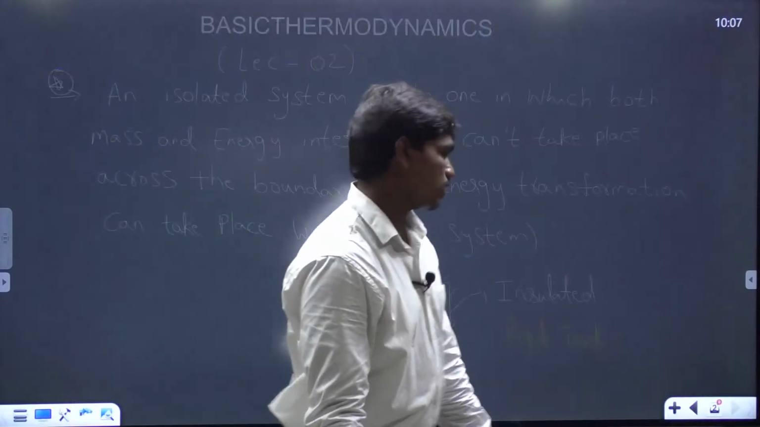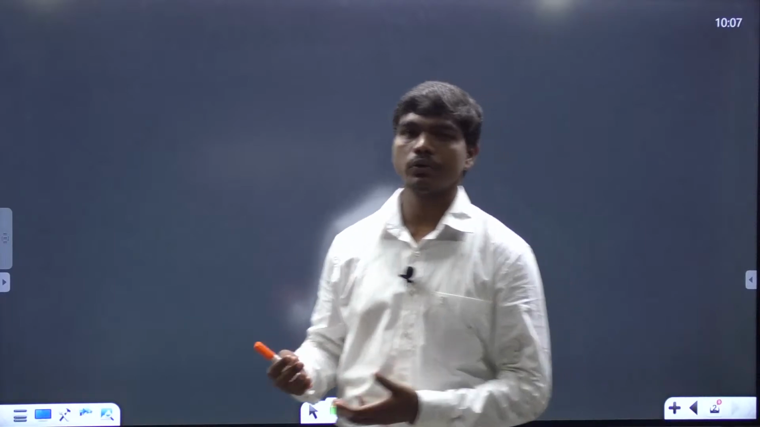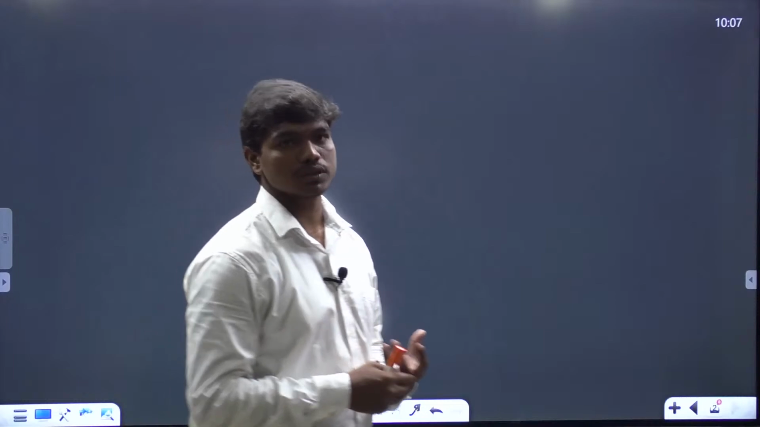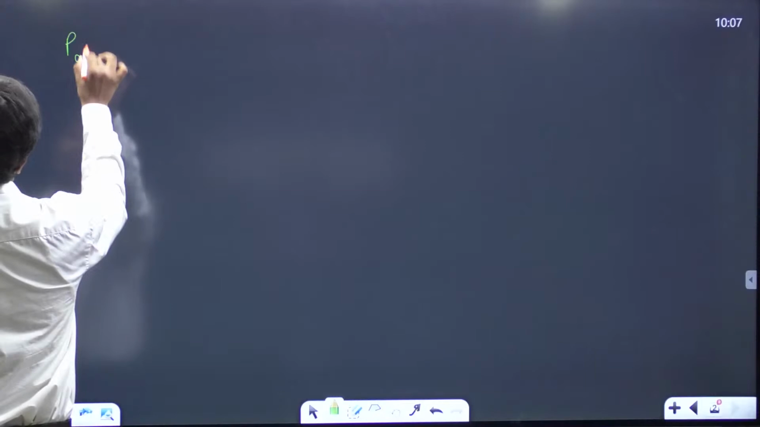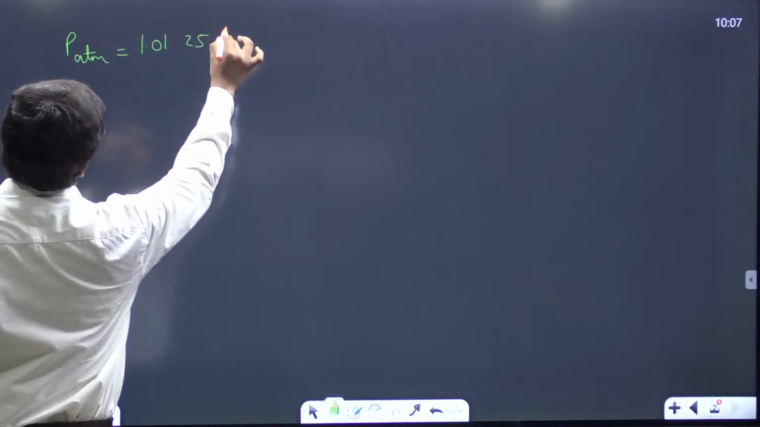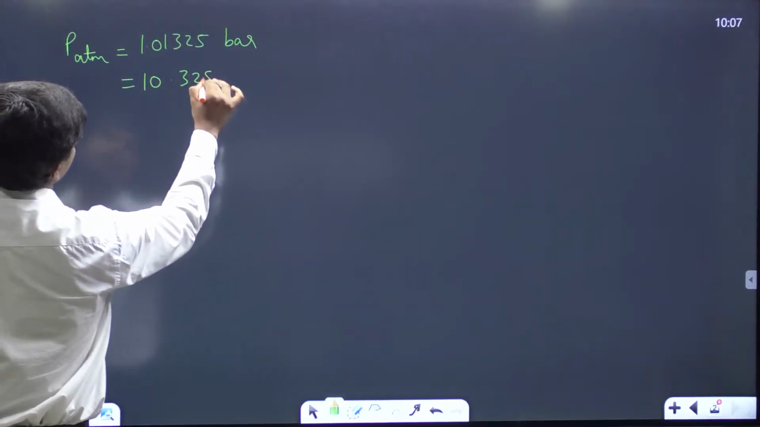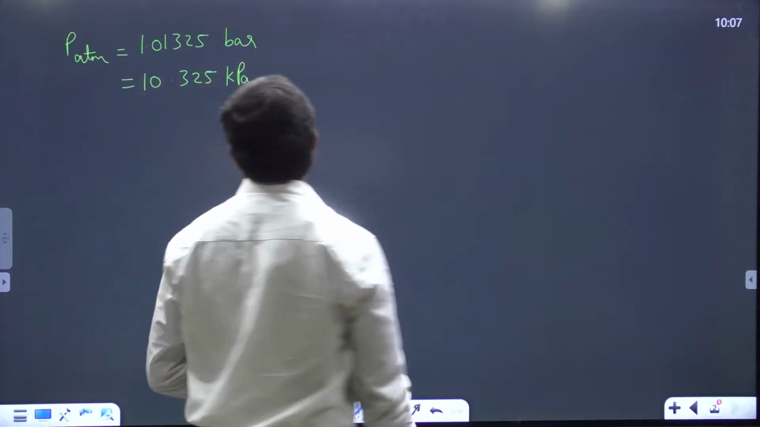Before going to today's lecture, in yesterday's class we also saw what pressure and temperature are. For pressure, we saw how to write absolute pressure values when gauge pressure is given, and also when atmospheric pressure is given. We also saw the standard atmospheric pressure: 1 atm, P atm, is equal to 1.01325 bar, which is equal to 101.325 kilopascals. It's 101 actually, correct?